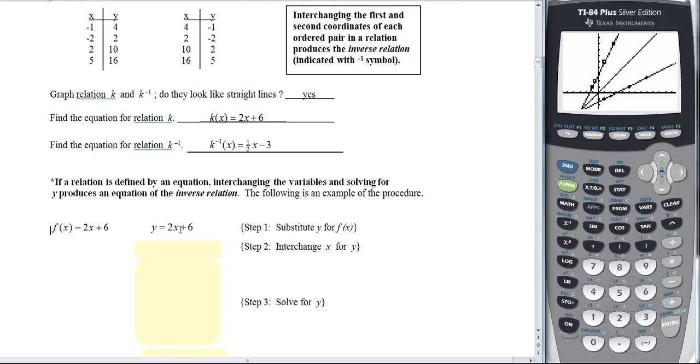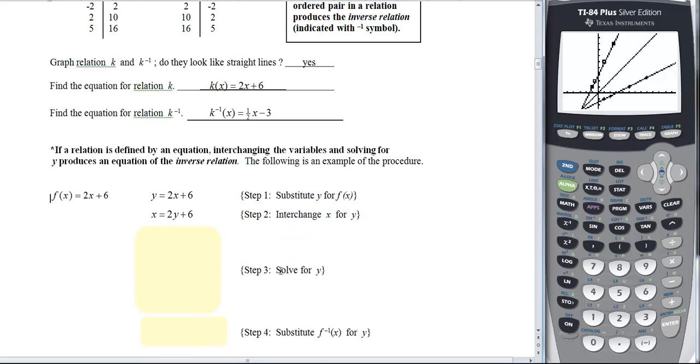So now I'm going to interchange. So I'm going to put x here and y here. Solve for y. Boy, you've done this a whole bunch of times. So I'm going to subtract 6. Divide everything by 2.